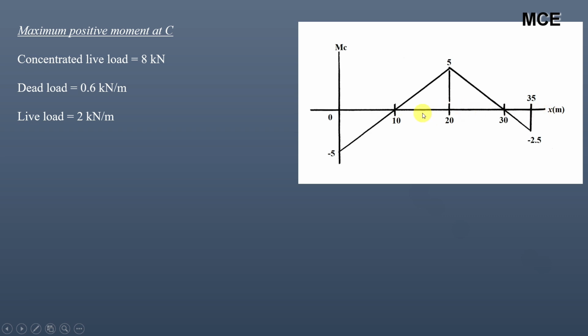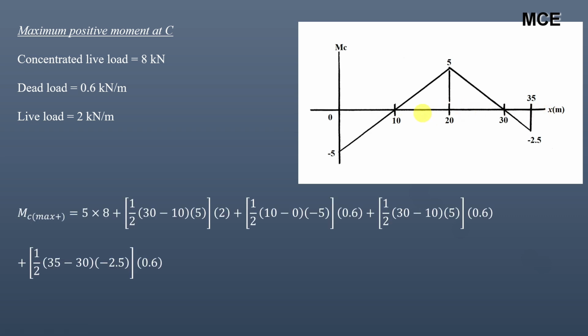Okay, so maximum positive moment at C will be concentrated live load multiplied by the ordinate, so 8 into 5, plus the contribution from the live load, it will be 1 by 2 into 30 minus 10 into 5 multiplied by 2, because live load is placed from 10 to 30 meter only. Okay, because these two portions are negative. Dead load, this is throughout the length of the beam, so for this portion it will be the area of this portion multiplied by the magnitude of the dead load.